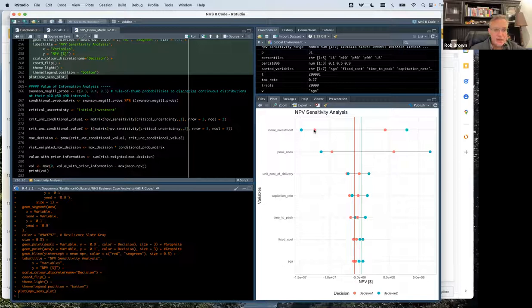Great, thank you, Robin. All right, so that value of information, how do we calculate it? The first thing that we'd want to do is identify which critical uncertainty we want to assess for the value of information. The investment bar is at the top. This might be one of the very first things we would look at because it has the widest range and the widest potential for overlap between the two variables.